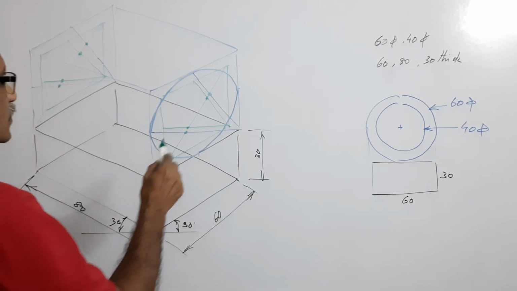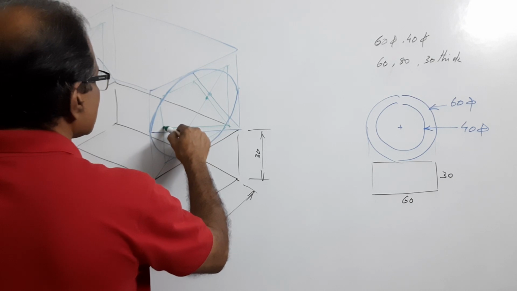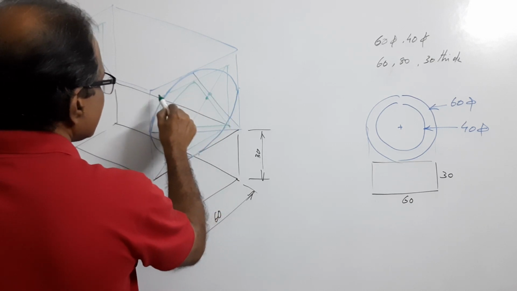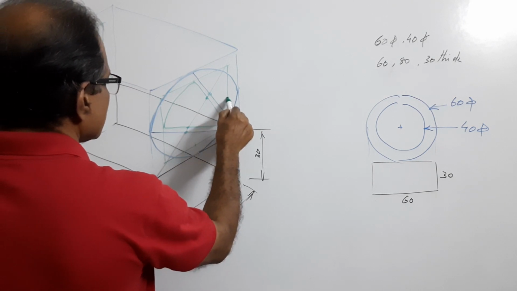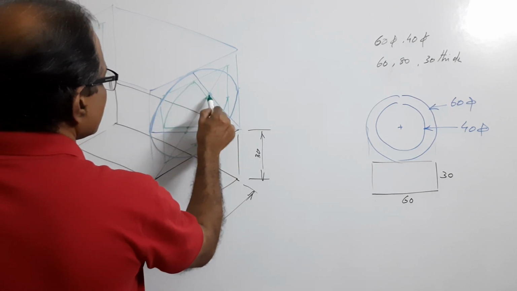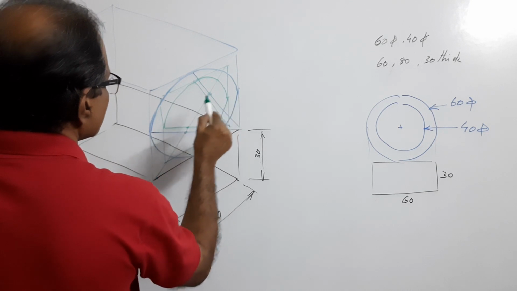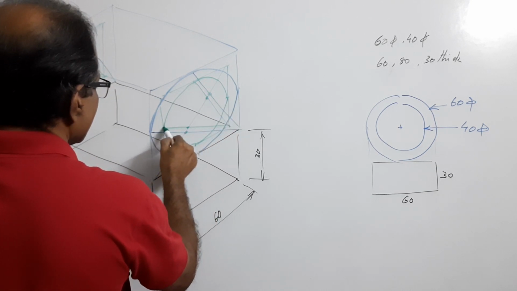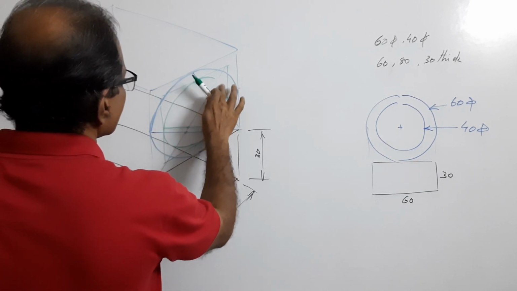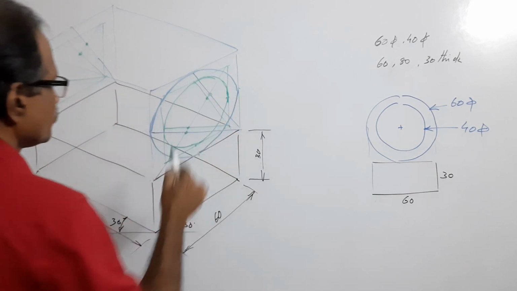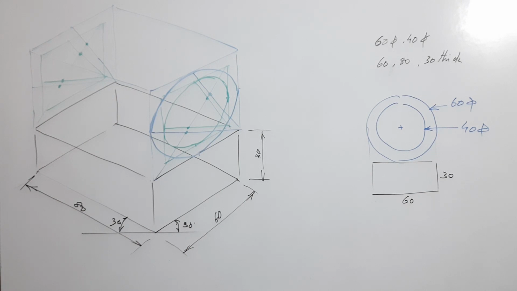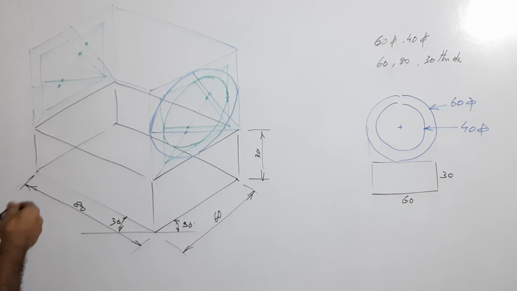Inside that, this is center, this is radius, draw an arc. This is center, this is radius, draw another arc. This is center, draw an arc. And this is center, draw another arc. You have got two ellipses. Do the same thing here.